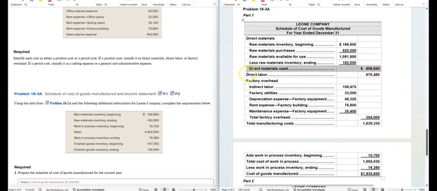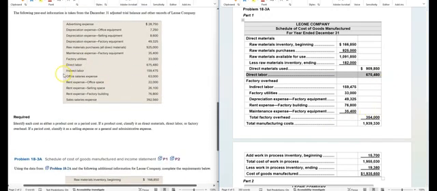Another cost we incurred to manufacture is direct labor. In future chapters, we will see where that number comes from. In this chapter, they just simply told us our direct labor costs were $675,480. So we are going to communicate that in our cost of goods manufactured statement.